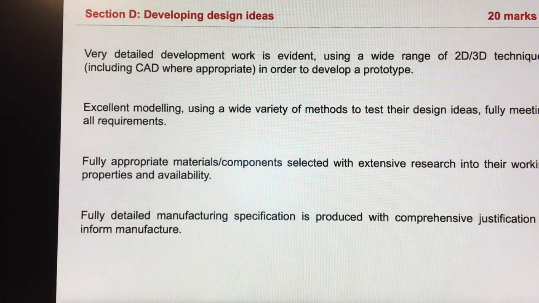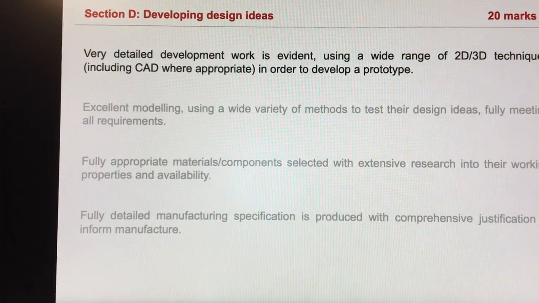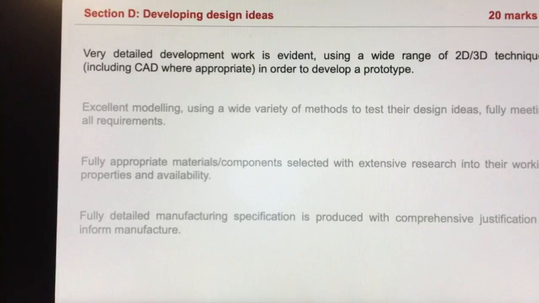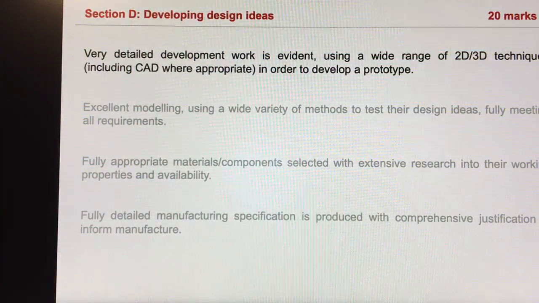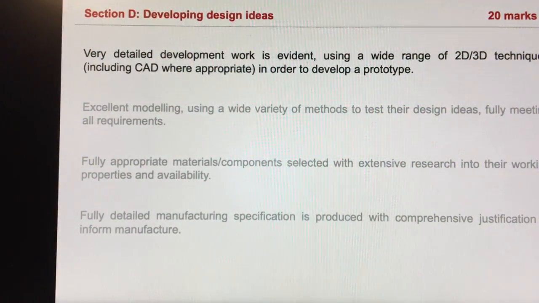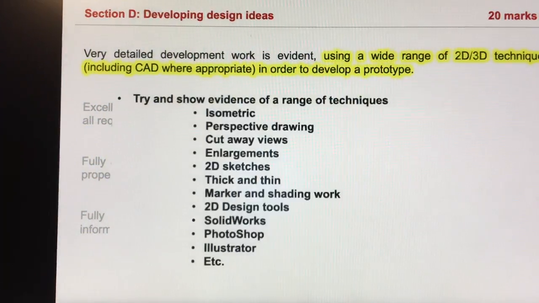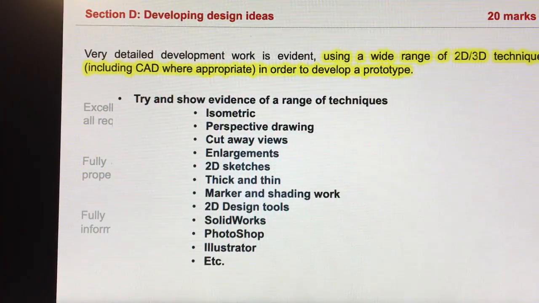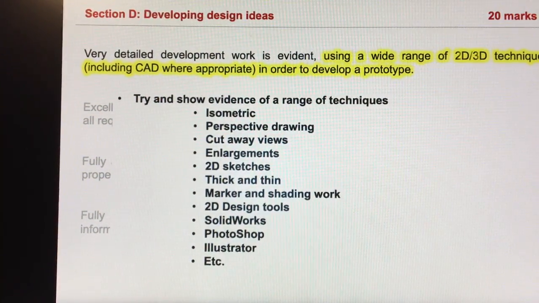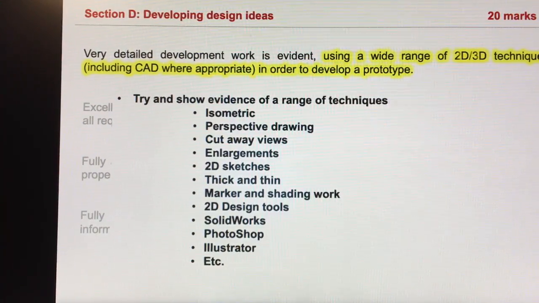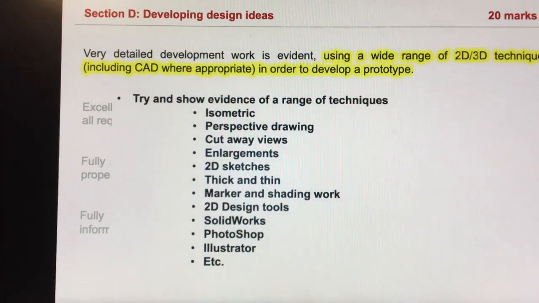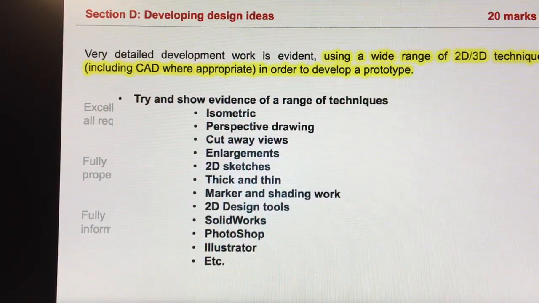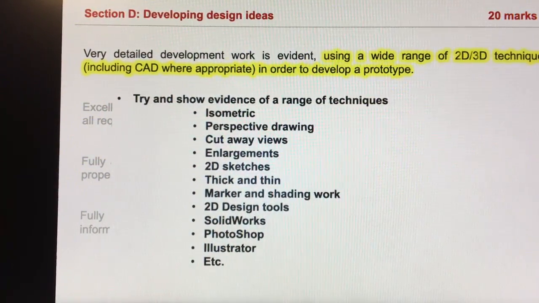So the first one, it says very detailed work is evident using a wide range of 2D and 3D techniques, including CAD where appropriate, in order to develop the prototype. So what this means is we need, over those 4 or 5 sheets, we need to see some evidence of all the things that you've developed over the duration of the course. So that could be isometric drawing, you could introduce some perspective drawing, you might have cutaways, or you might zoom in on particular sections of your drawings to try and help explain them.